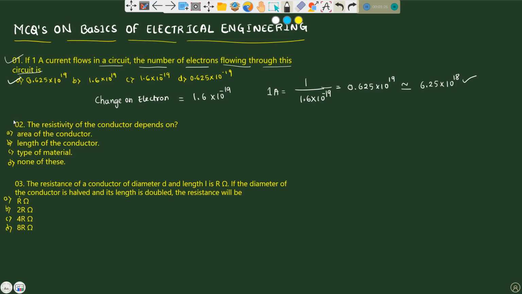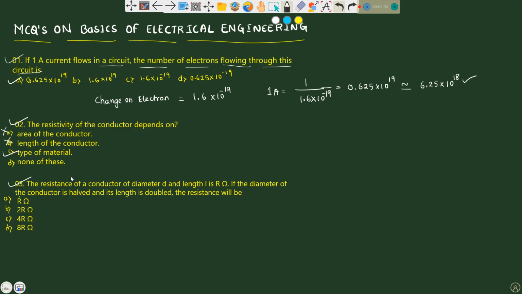Next we have a question: the resistivity of the conductor depends upon what? As we discussed, the resistivity of the conductor always depends upon the type of material, not the length, not the area. Resistance depends upon the length of the conductor and the area of the conductor. So you can eliminate these two by checking directly. These are with respect to resistance. Type of material means it is resistivity. So that is the answer.